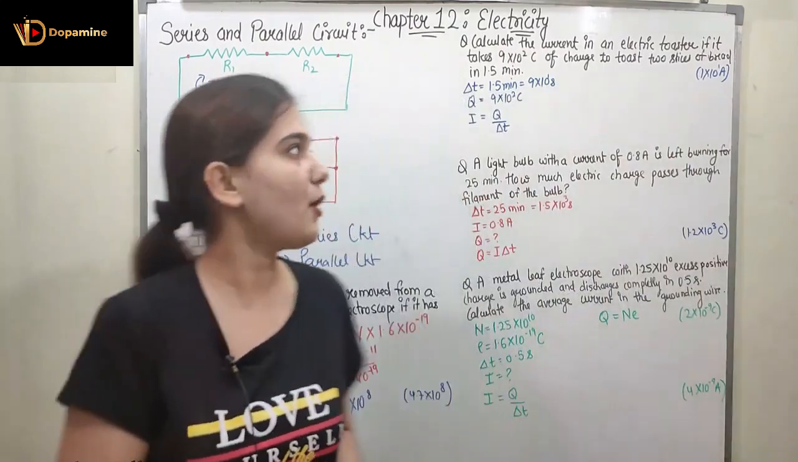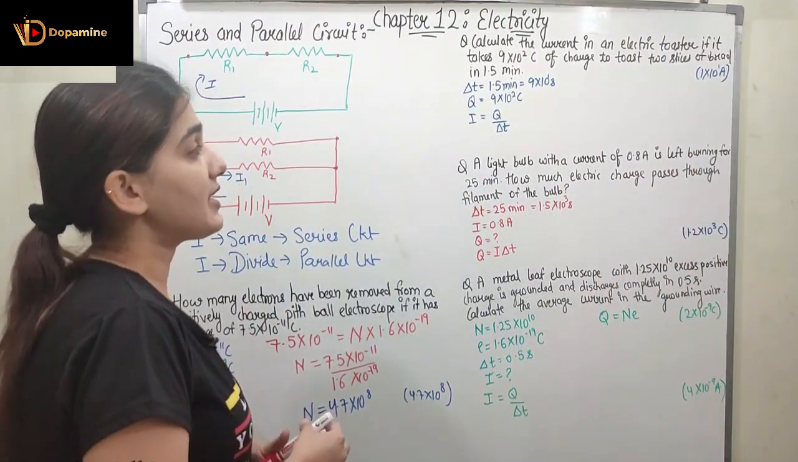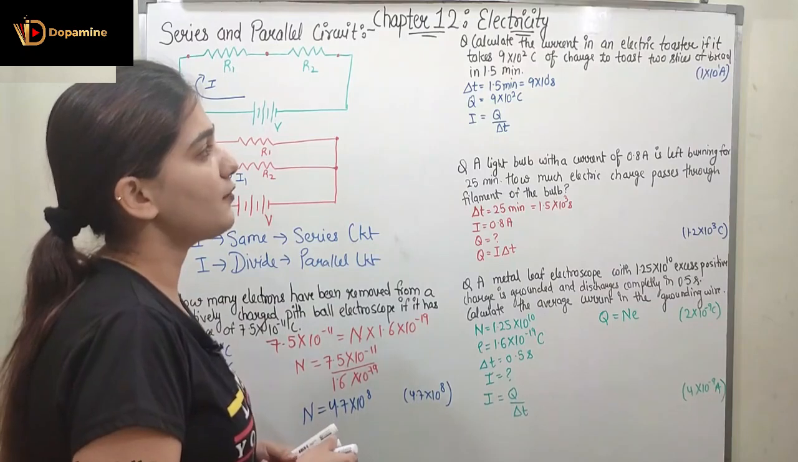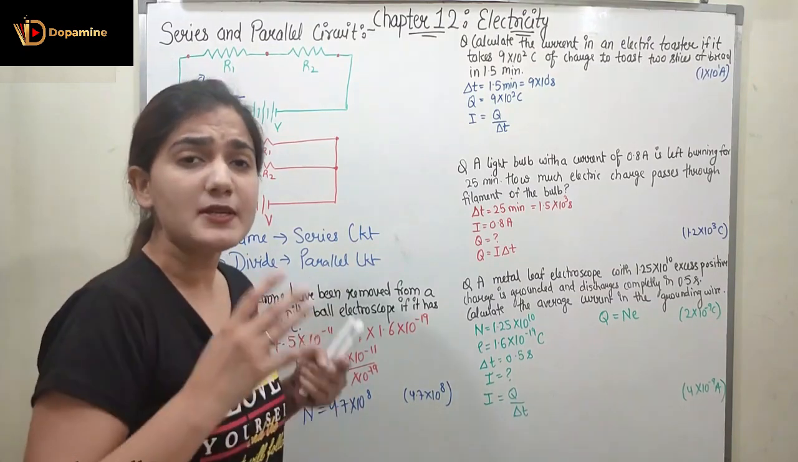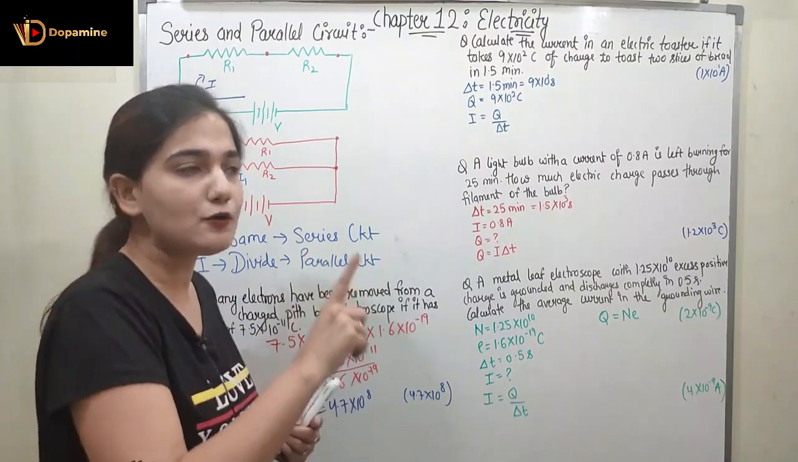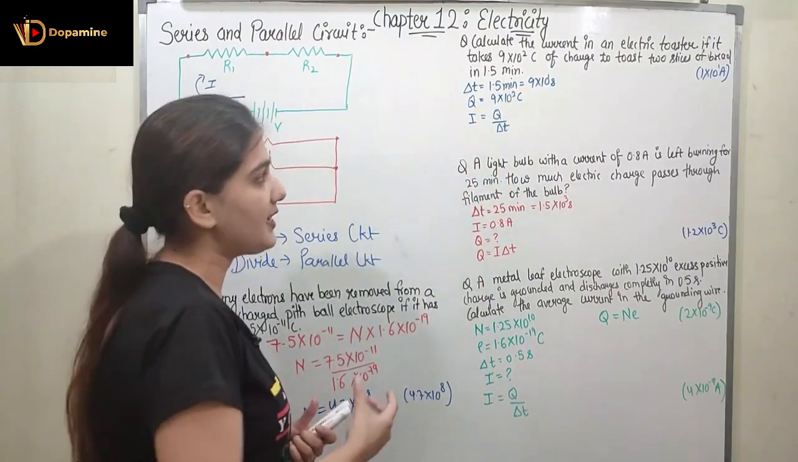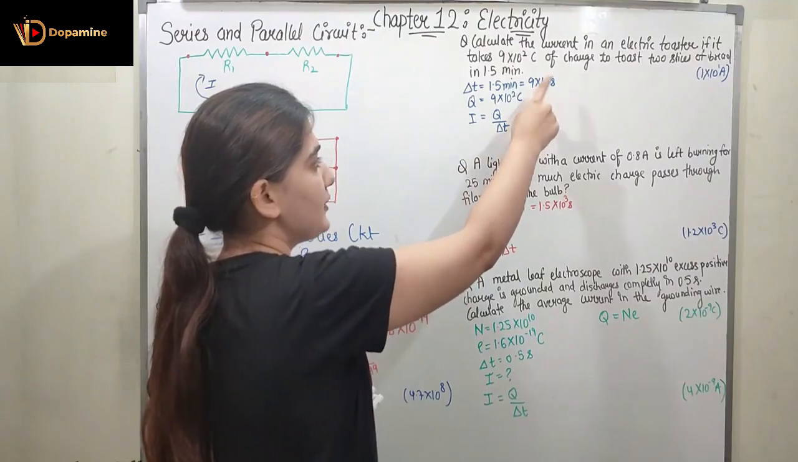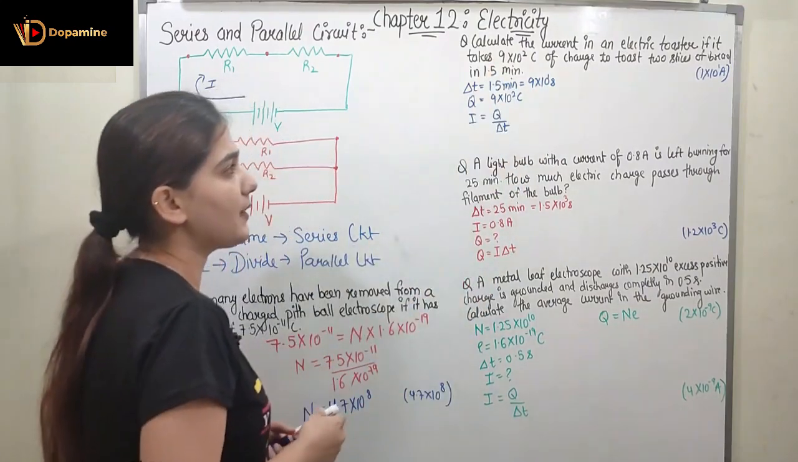Now coming to the next problem: calculate the current in an electric toaster if it takes 9 × 10^2 coulomb of charge to toast 2 slices of bread in 1.5 minutes. The time is given in minutes. First of all, we convert the time into seconds. It will be equal to 90 seconds, so we can represent it as 9 × 10 seconds. And the total charge is given as 9 × 10^2.